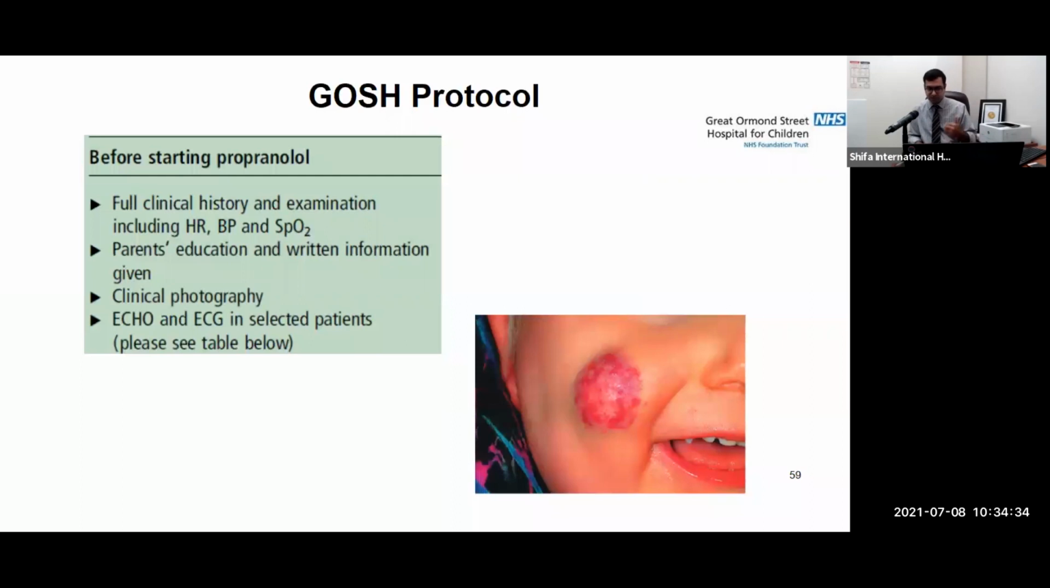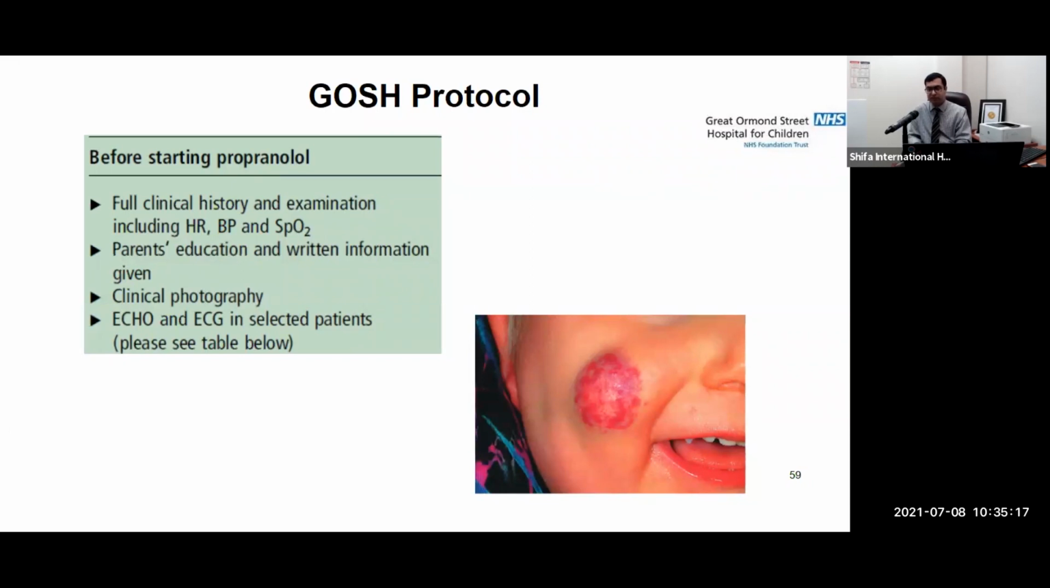Before starting propranolol, you can see: full examination, heart rate, blood pressure, oxygen saturation, and written information for the family. I'm hoping that in the next few months I will try writing the basic information leaflets in Urdu for Pakistani parents. In English, it's available anyway. I co-authored 7 of the basic information leaflets for the American Academy of Dermatology, including hemangioma, eczema, psoriasis, warts, and other things. But in Pakistan, we don't have that written in Urdu. So I'm hoping we'll be able to translate some of that work into Urdu for our patients locally here.